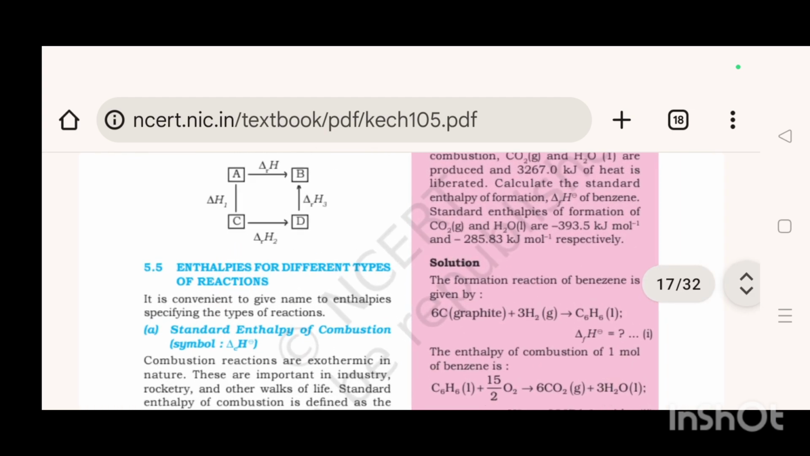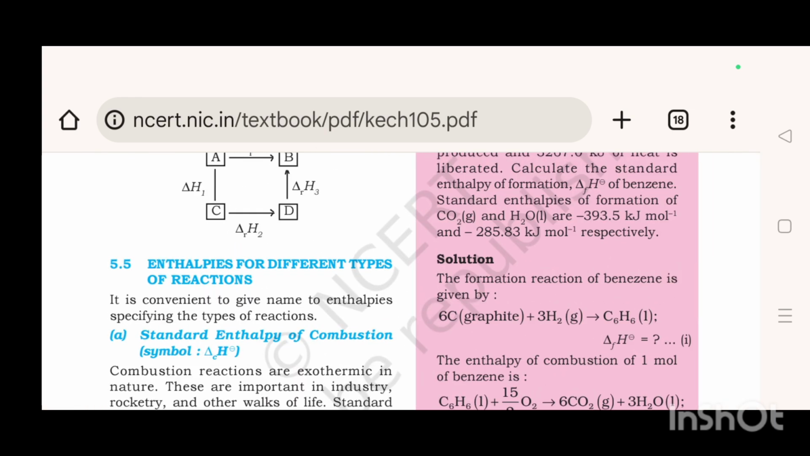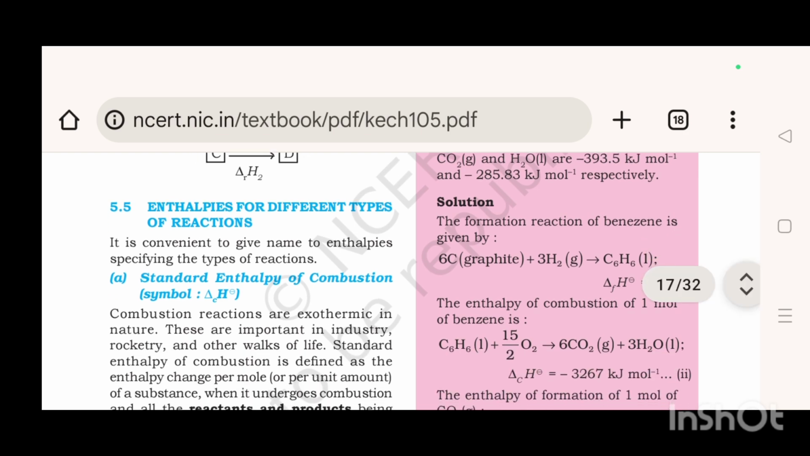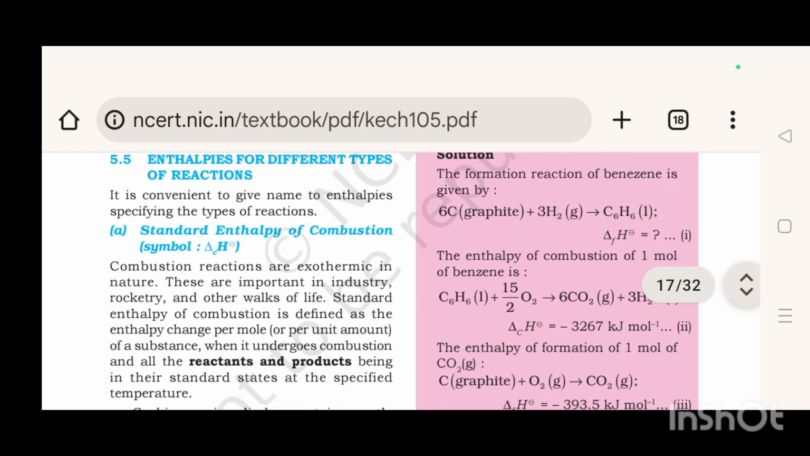Enthalpy for different types of reactions. It is convenient to give a name to enthalpy specifying the type of reaction. Standard enthalpy of combustion. Combustion reactions are exothermic in nature. They are important in industry, rocketry, and other walks of life. Standard enthalpy of combustion is defined as the enthalpy change per mole of a substance when it undergoes combustion, with all the reactants and products being in their standard states at the specified temperature.